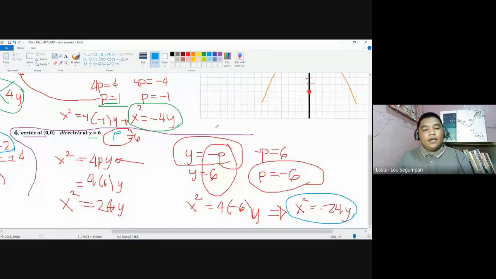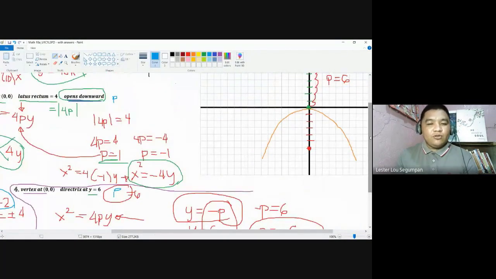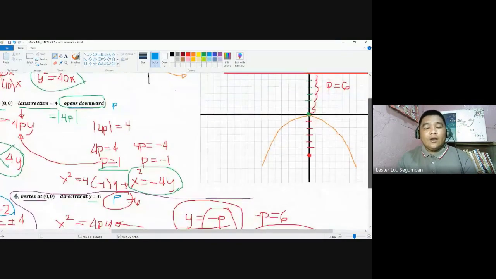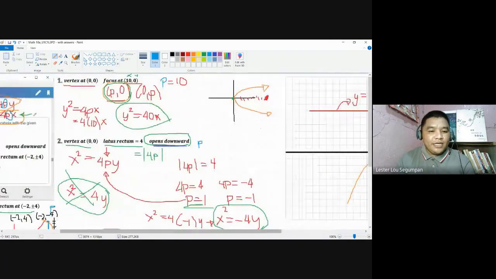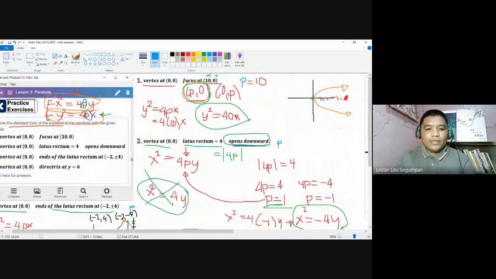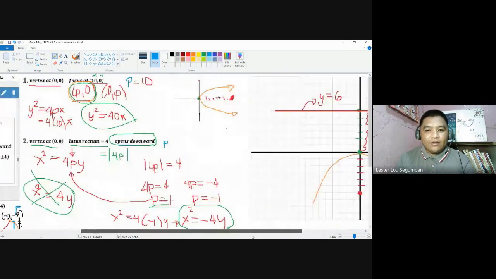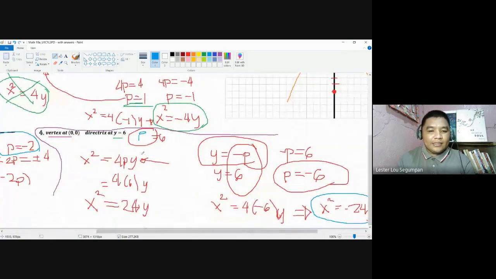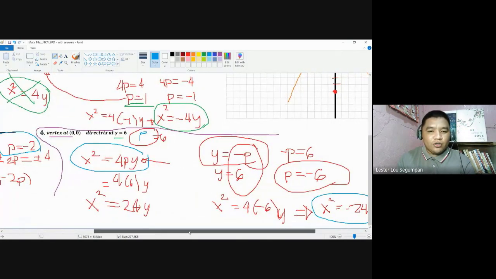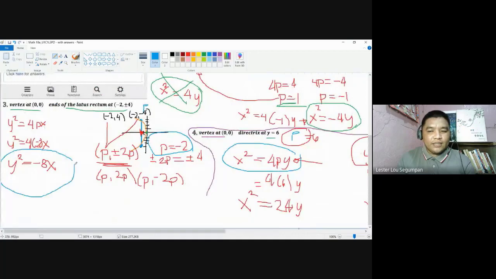You could use the focus, plot them here, the directrix, latus rectum, the ends, and then analyze where the parabola should open. So whether it's up or down, left or right, this could trim down your options between the two, and this could also trim down the possibilities for the value for p, which you will need in substituting to the equation that you have chosen.